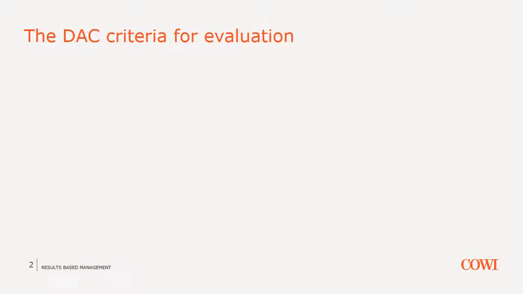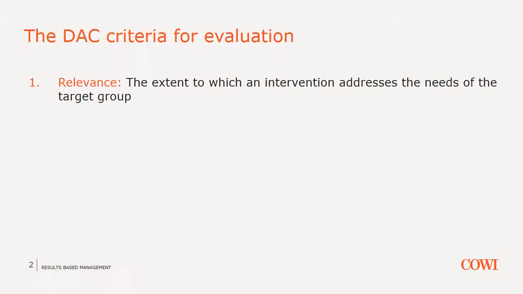The Development Assistance Committee, DAC in short, of the OECD, has developed a glossary on RBM terms that we have used several times in this course. The DAC evaluation criteria are generally accepted as the standard criteria to be used for evaluations. The 5 criteria are relevance, that is, the extent to which an intervention addresses the needs of the target group. In other words, how relevant was it to initiate the intervention?